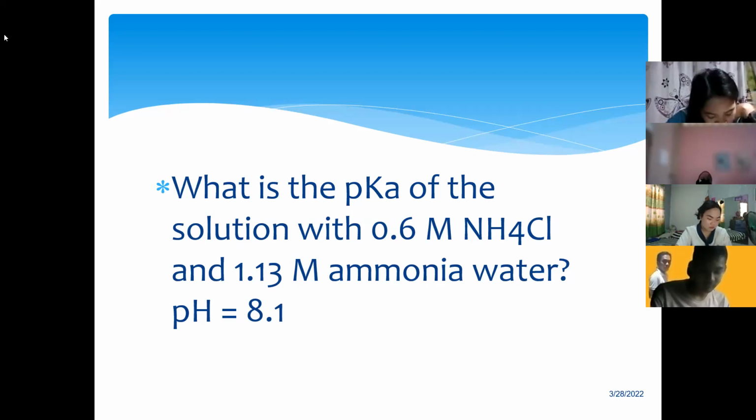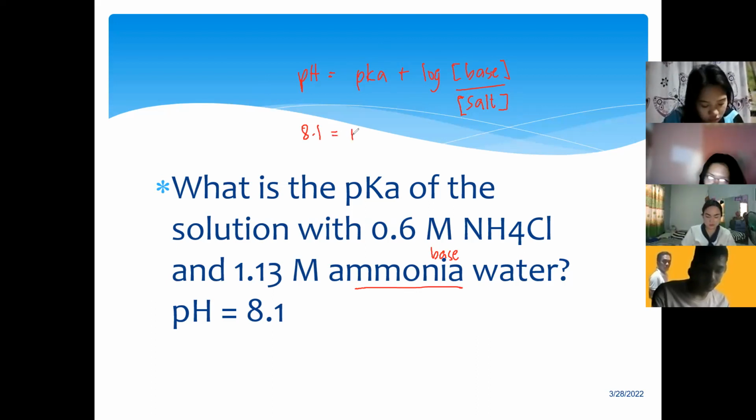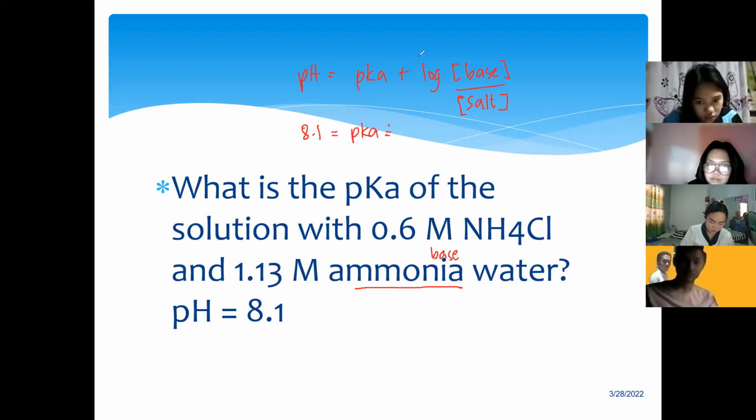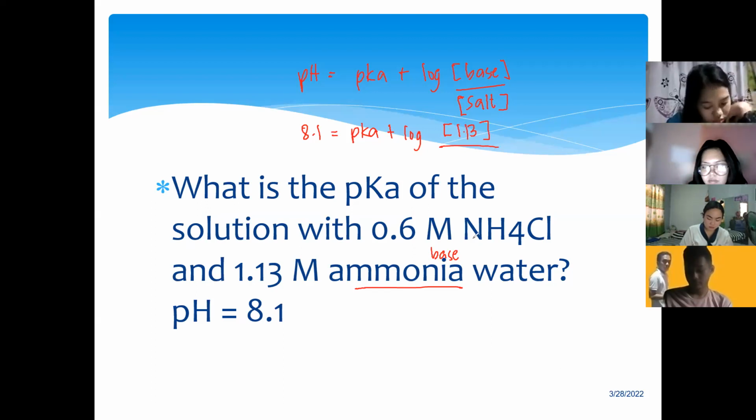8.54. Sige. Let's try to solve for this. The pH, the same, no, not the same formula. Because take note, ammonia water is our base here. So we will be using the formula base over the salt. So, dito, given yung pH, so ilagay natin 8.1. We are looking for the pKa. Ay, this is plus log. And then yung base, take note, that is the ammonia water class. So this is 1.13 sa taas. Sa baba yung ammonium chloride, which is the salt, 0.6.